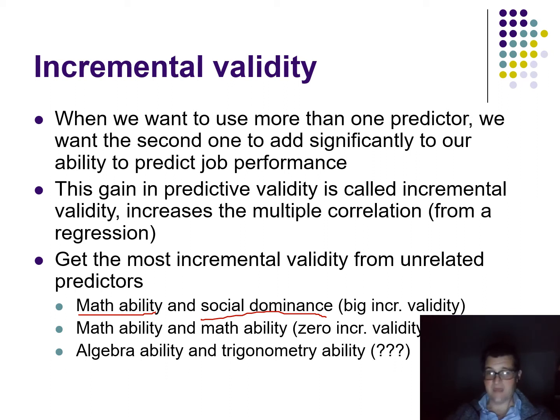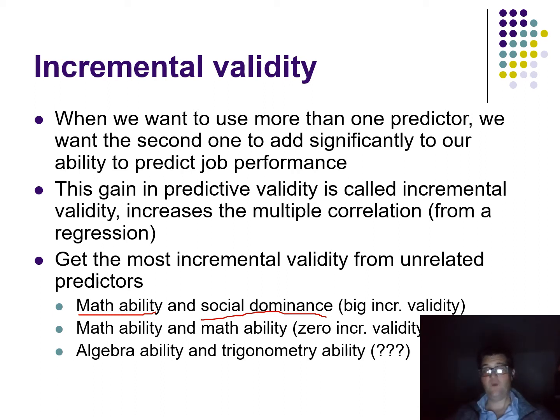Whereas two different tests of mathematical ability will have effectively zero incremental validity because it's the same thing twice. Now, two different specific mathematical abilities might, so if we measured algebra and trigonometry, probably not a lot of incremental validity, but depending on what was going on here. Let's say that the job actually drew on both of those capacities and drew on them differentially rather than in a more cumulative sense, then we might be able to get some incremental validity.